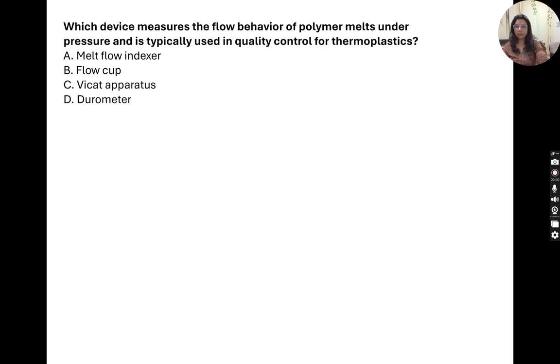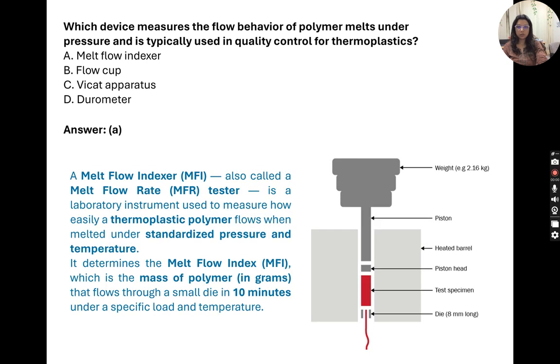Okay, let's move forward to the answer. The device which measures the flow behavior of polymers is the melt flow indexer. How does it work? The machine, also known as the melt flow rate tester, is a laboratory instrument we use to measure how easily a thermoplastic polymer flows when melted under a standardized pressure and temperature. It determines the melt flow index, which is the mass of polymer that flows through a small die in 10 minutes under a specific load and temperature.